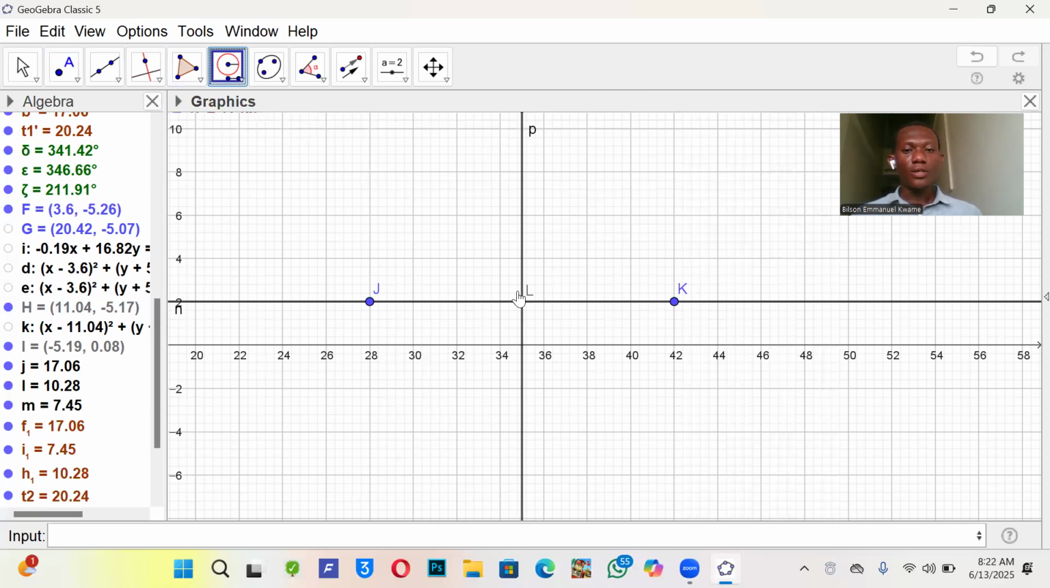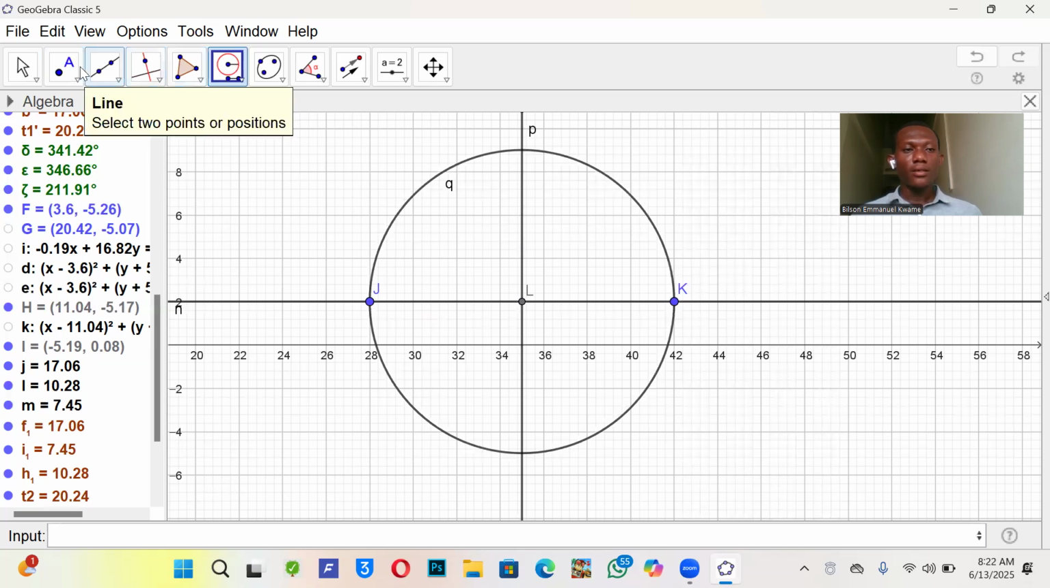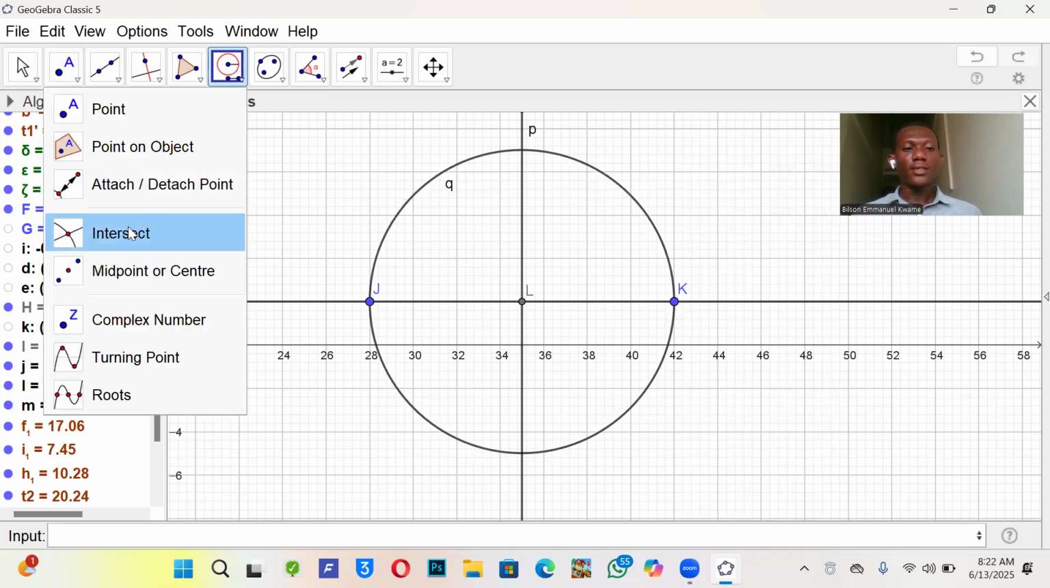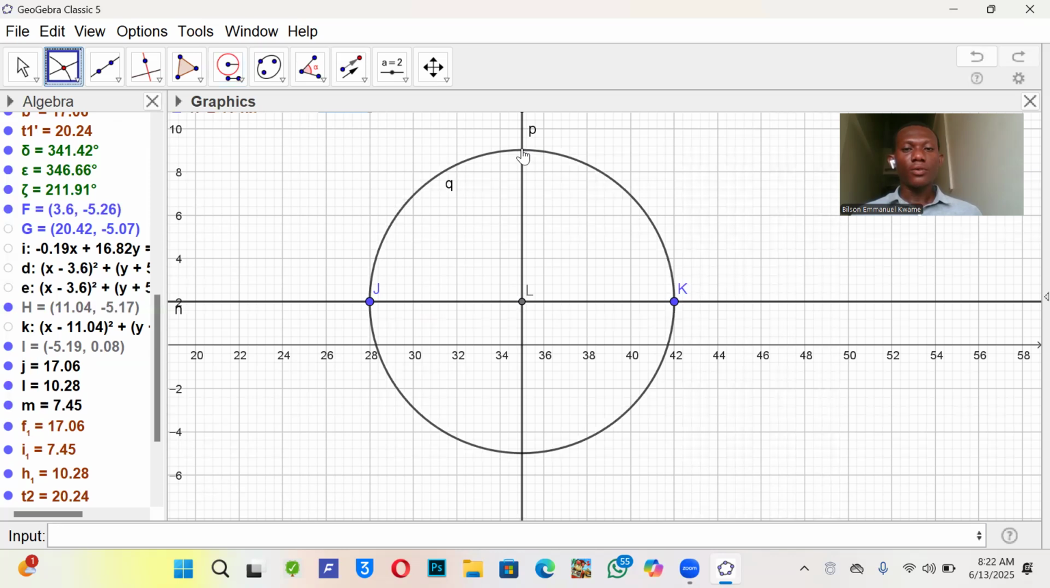So using our compass tool, we measure from here to here to draw a circle. Then we center it on L. You get it? So we will get the point that is formed here. Then we come to this side, then we look for intersection. Then we point here. Now our isosceles triangle is almost ready.